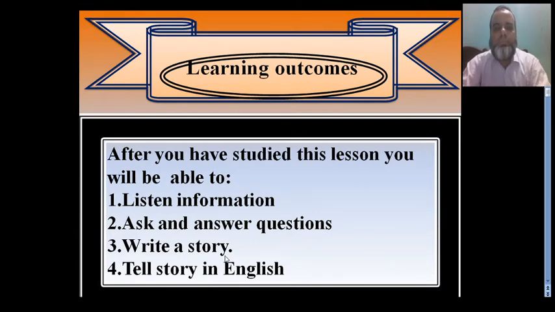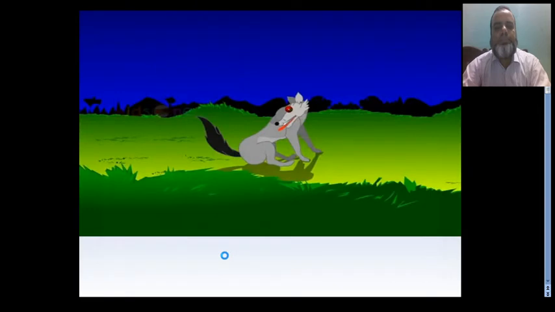Learning outcome. What can you learn after completing the lesson? After you have studied this lesson, you will be able to listen to information, ask and answer questions, write a story, and tell a story in English. Let us start the story.